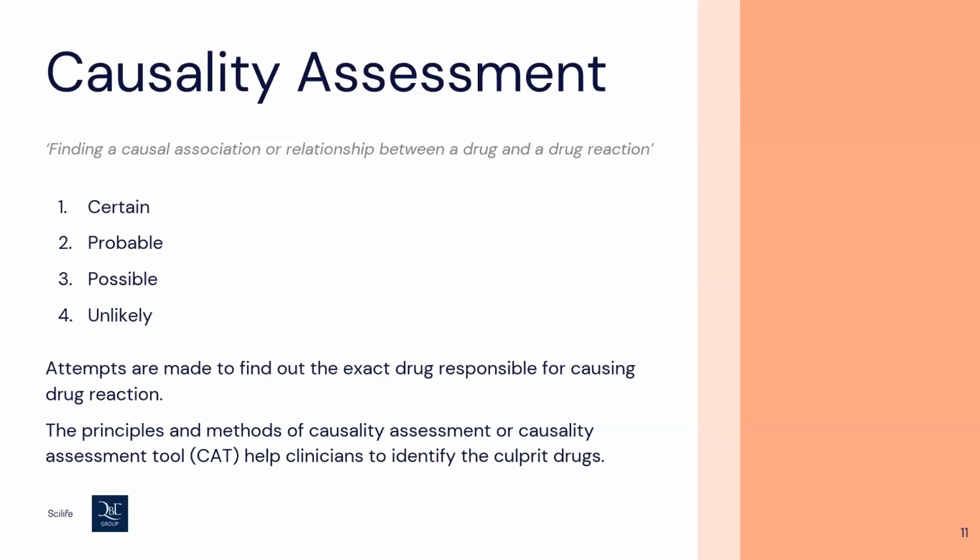This is also important in clinical practice as more and more drugs are flooding the market, which are used by patients, and we are more likely to see further side effects because of this. As the safety of patients is more important than efficacy, identifying the culprit drug becomes essential. The Causality Assessment Tool, CAT, helps clinicians to identify the culprit drugs and determine whether the drug reaction is certain, probable, possible, or unlikely related to the drug in question.